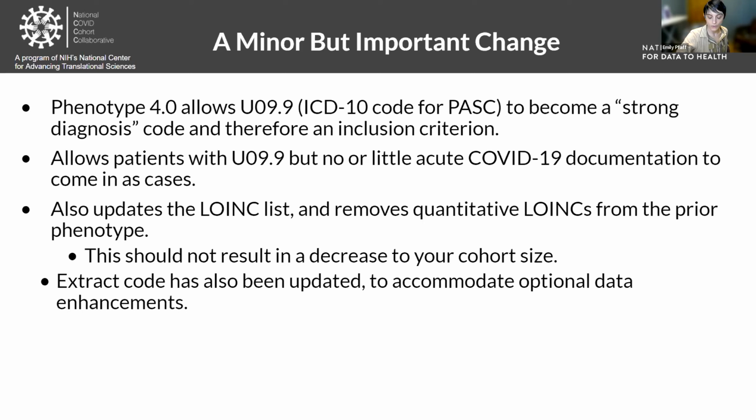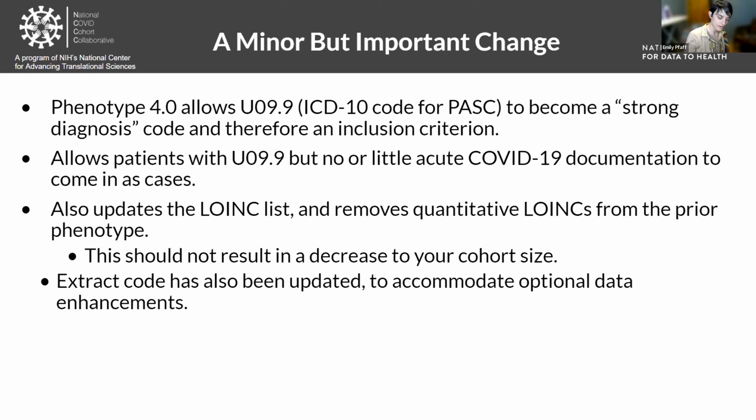So the phenotype was very focused on looking for U07.1, which is the ICD-10 for COVID, or a positive COVID test. Those were our two inclusion criteria before this time. And that's all well and good, and that really got us a very robust COVID cohort. But there are many patients who have long COVID that do not have that initial documentation of a positive test or a U07.1 code, either because they were never able to get that test if they were really early pandemic patients, or their test or their diagnosis code isn't in the records of the site that is contributing to N3C, but their long COVID code is.